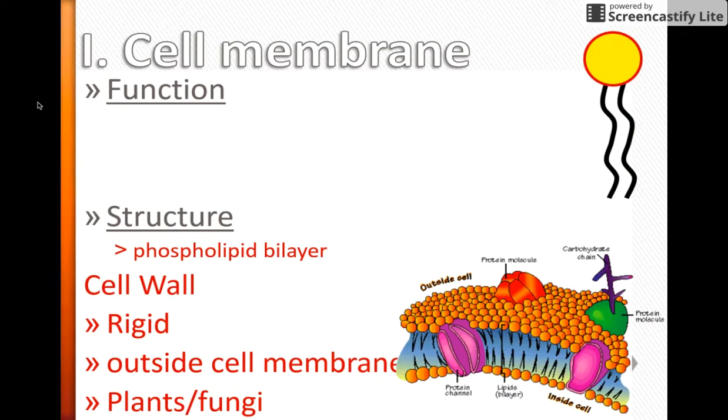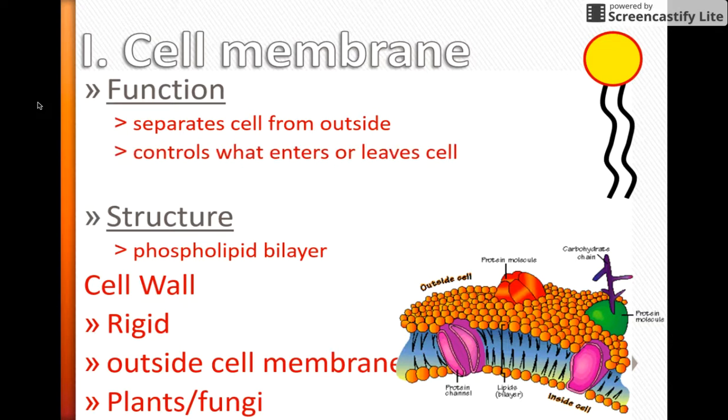So looking at the cell membrane first, its main function is to separate the cell from the outside. So it's keeping all of the organelles inside and keeping most of the bad things out. Sometimes things slip through, but most of the time it does its job. It also is controlling what enters or leaves the cell. So again, controlling things that are entering or leaving. So it is kind of like a security guard.